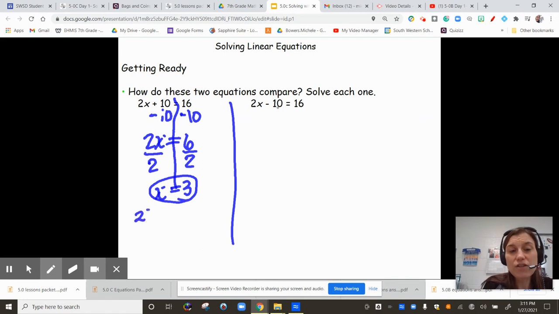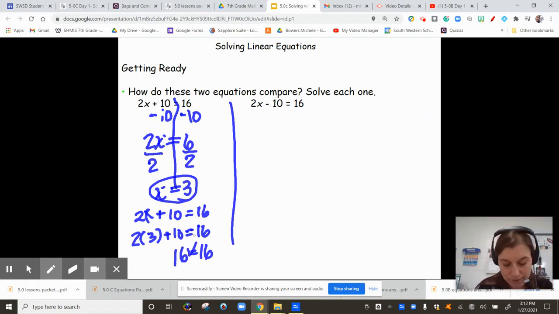And I could just quickly check that. When you do the check, you do the RSS method: rewrite the equation, substitute in your answer, rewriting everything exactly as it was, just exchanging the variable for the answer, and then you solve. So 2 times 3 is 6, plus 10 is 16. So yes, indeed, 16 does equal 16, so it checks. Great.